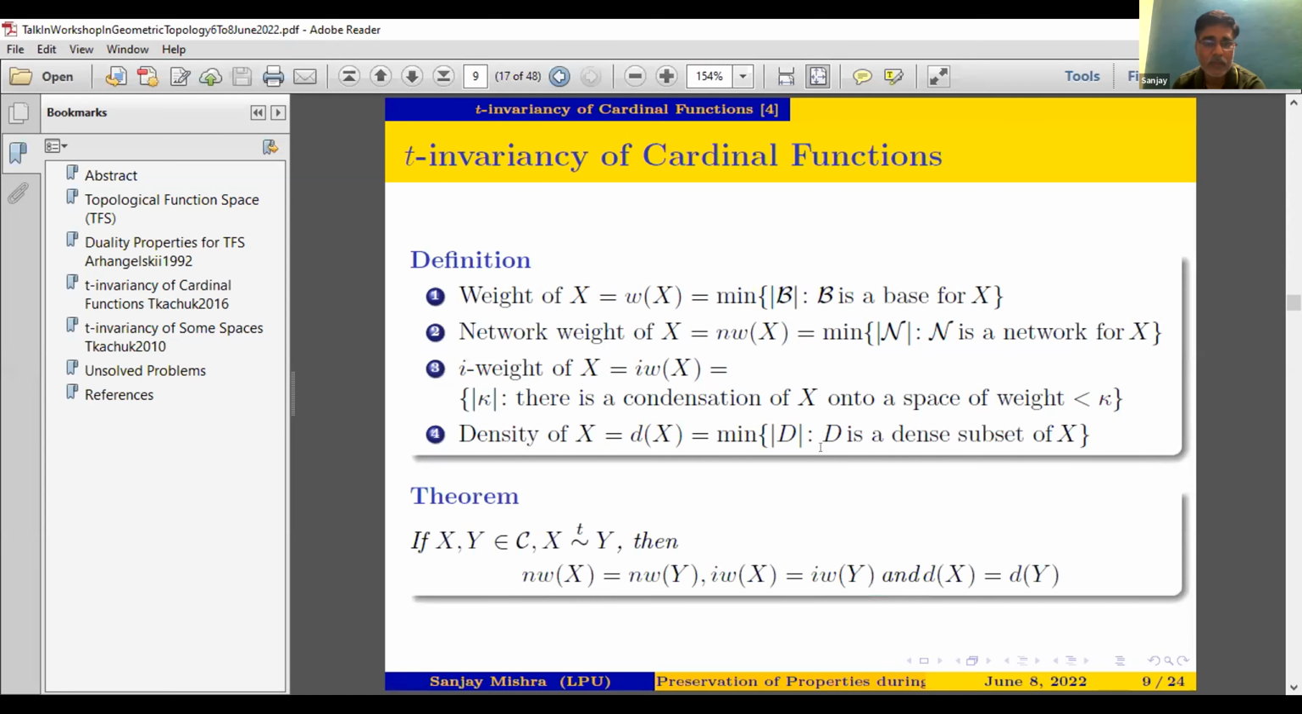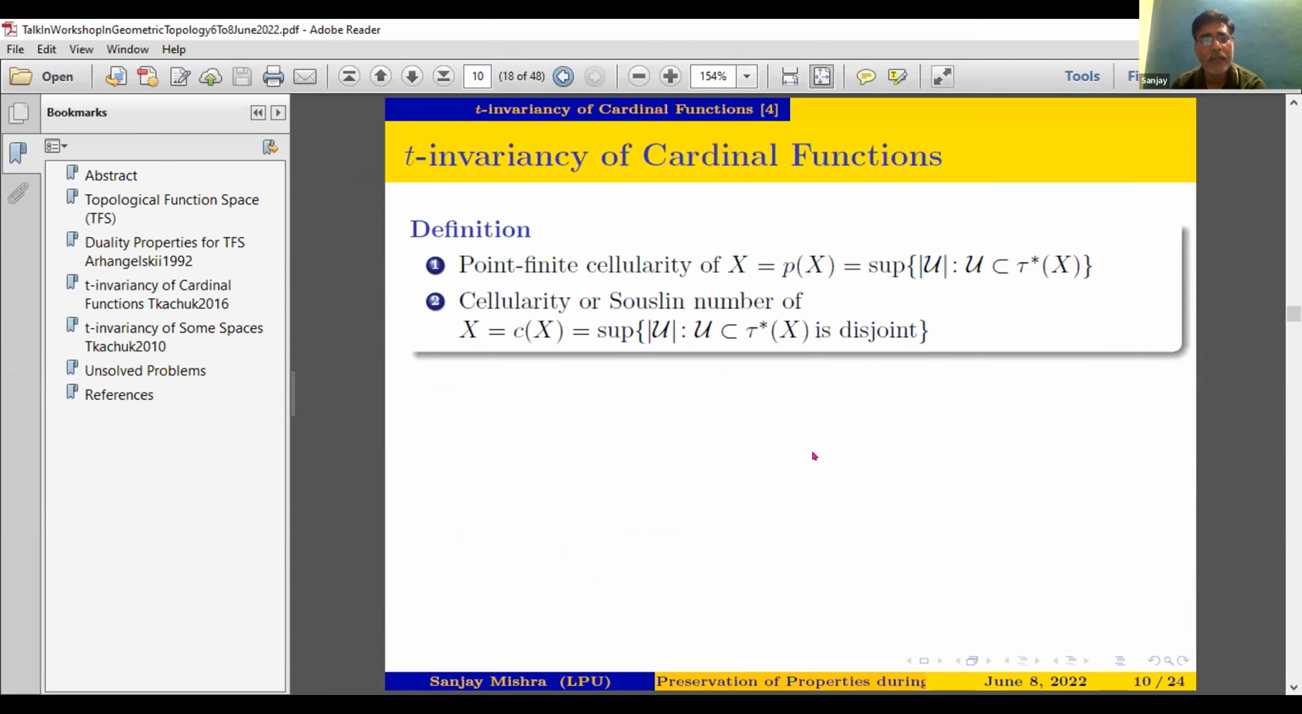Here we can see an important result: if X and Y are Tychonoff spaces and X and Y are t-equivalent, then the network weight, the i-weight, and the density of both topological spaces are the same. So you can say that the network weight, the i-weight, and the density are t-invariant when X and Y are t-equivalent. Even if you consider only the homeomorphism case, this is not possible. So this tells us how to compare spaces through the function space.